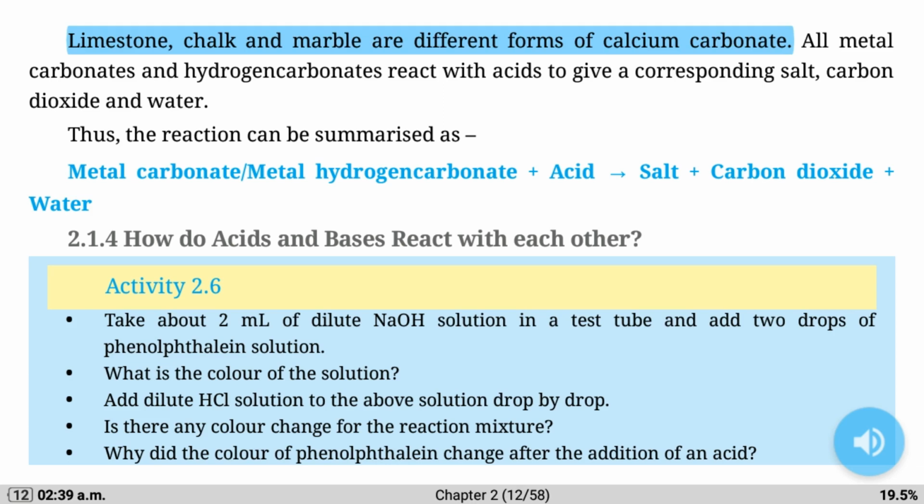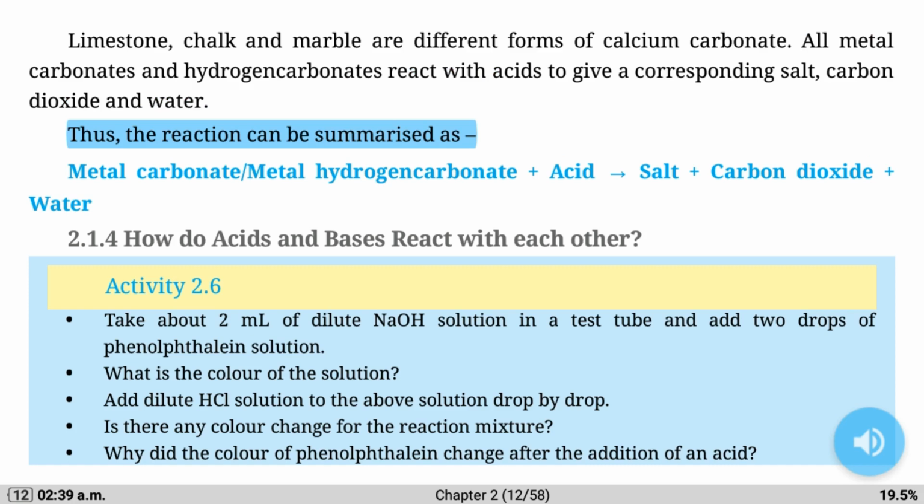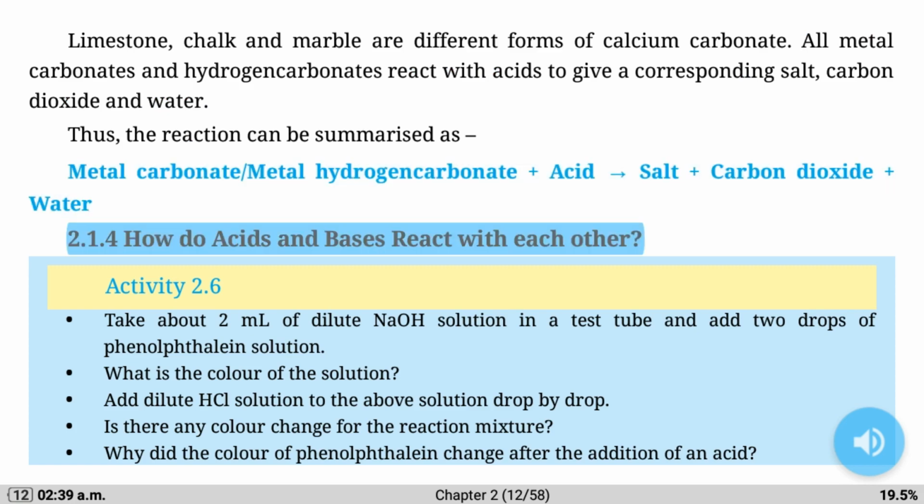Limestone, chalk and marble are different forms of calcium carbonate. All metal carbonates and hydrogen carbonates react with acids to give a corresponding salt, carbon dioxide and water. Thus, the reaction can be summarized as: metal carbonate or metal hydrogen carbonate plus acid gives salt plus carbon dioxide plus water.